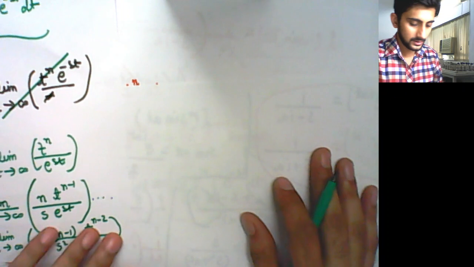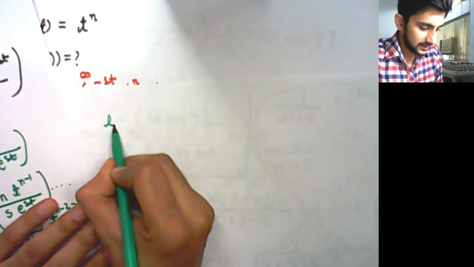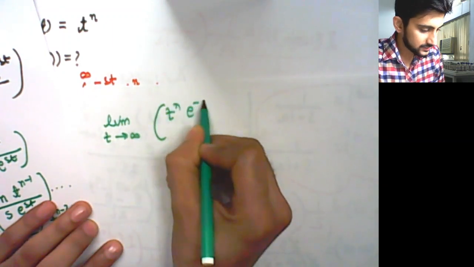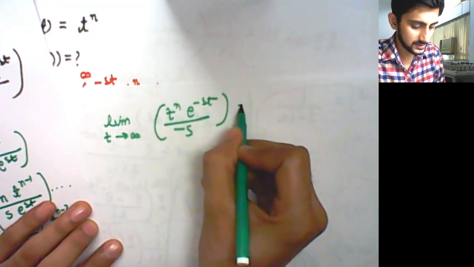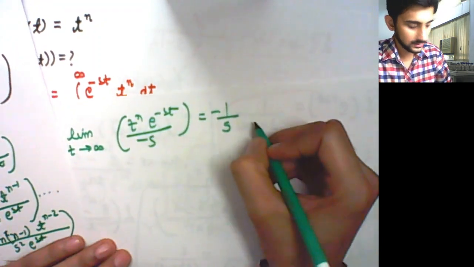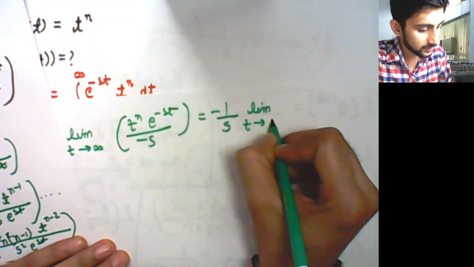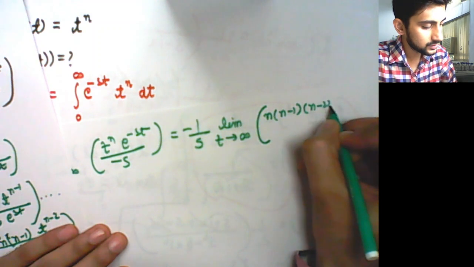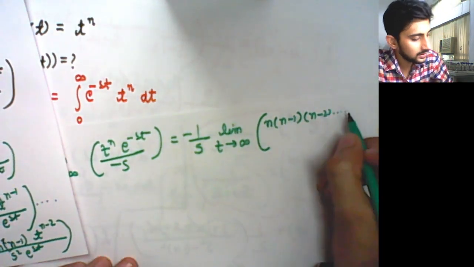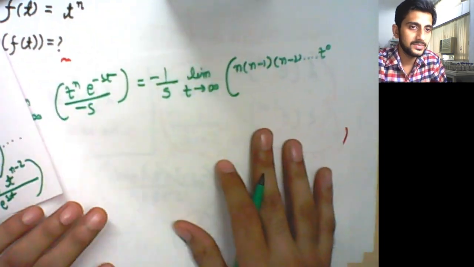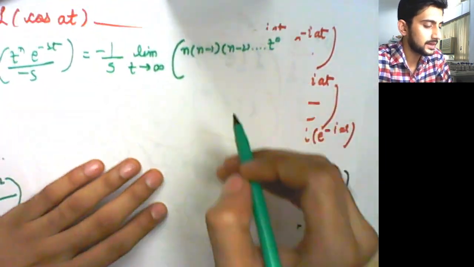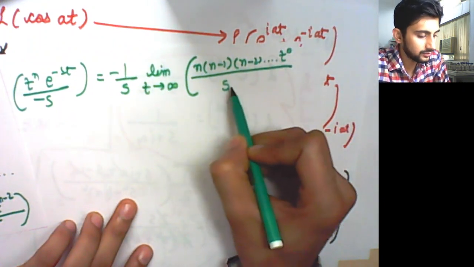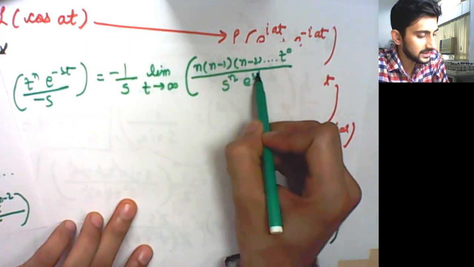Till you reach that: limit t tending to infinity of t raised to the power n e raised to the power minus st upon minus s is equal to 1 upon s, limit t tending to infinity, n, n minus 1, n minus 2, and so on. I will tell you till where you will go: t raised to the power 0, until it comes. Until t raised to the power 0 comes you will keep doing this, because you will have differentiated it n times. So it would be s to the power n e to the power st again.